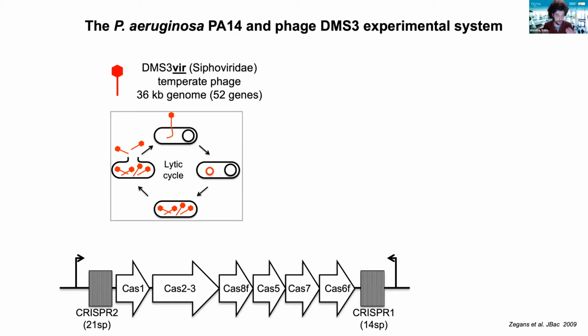As a model system to address those questions, we use Pseudomonas aeruginosa and its phage DMS3. Pseudomonas aeruginosa is an important pathogen that causes lots of problems in hospital settings, but is also well known to infect the lungs of cystic fibrosis patients. And this bacterium frequently carries a CRISPR immune system, which is shown here at the bottom of the slide. And we asked the question, when does this bacterium use CRISPR-Cas in order to defend itself against phages?